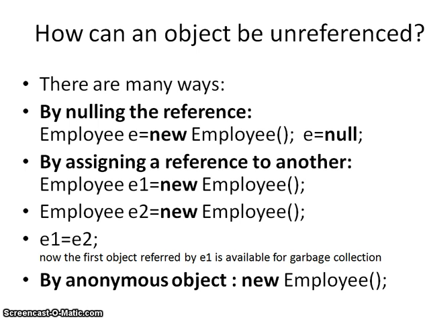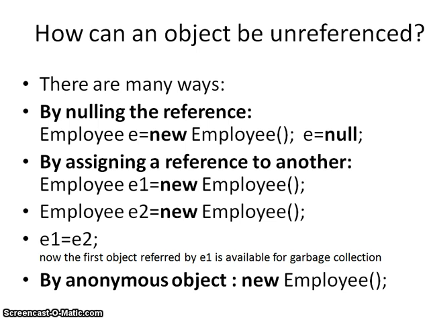That means I am assigning the reference to another. Two different objects are created for the same class, and I am assigning E1 equal to E2. Now the first object referred to by E1 is available for garbage collection. If you do this, that object can be collected by the garbage collector.